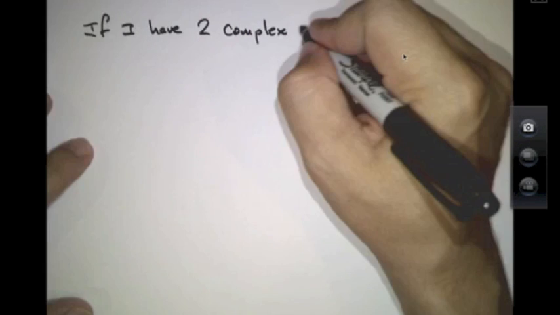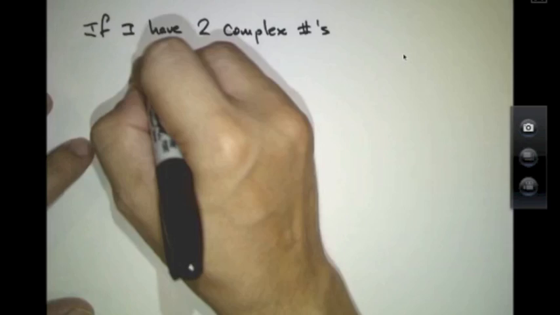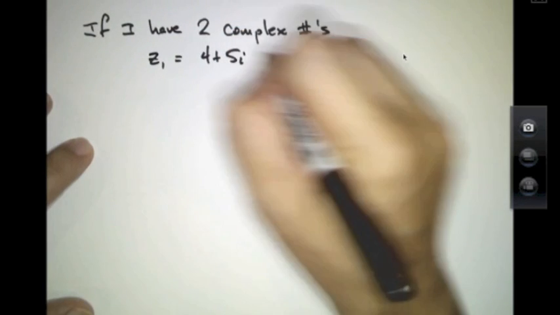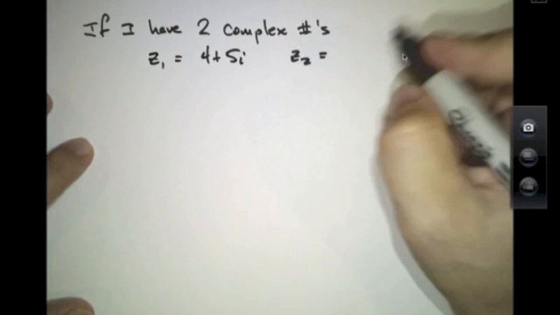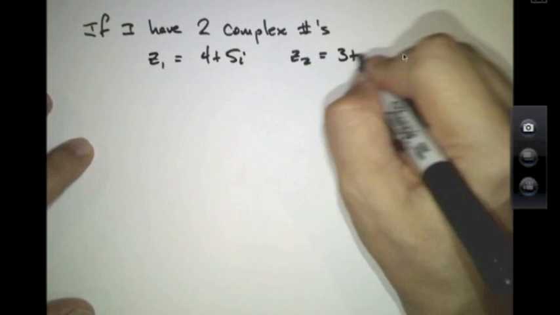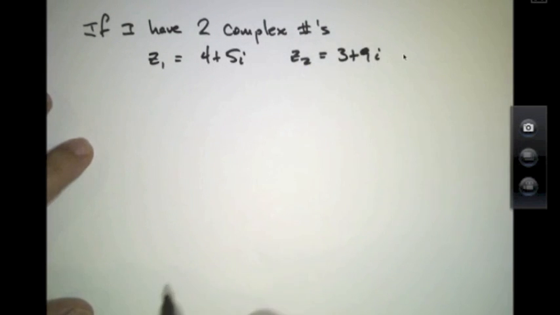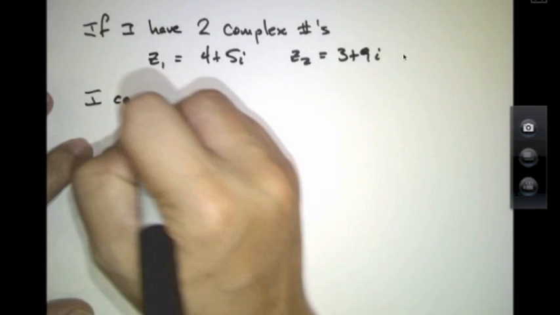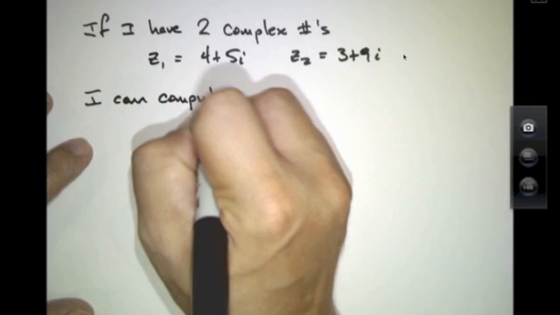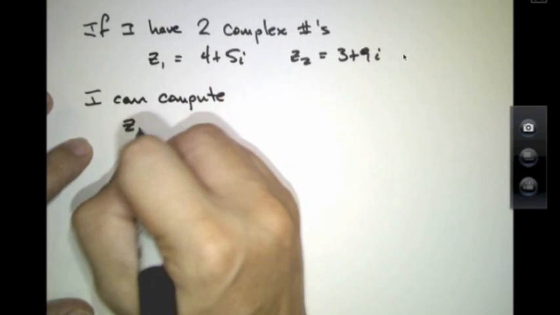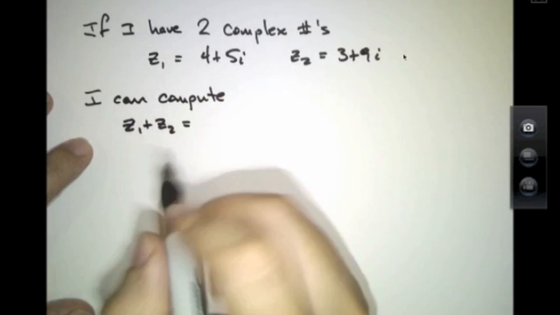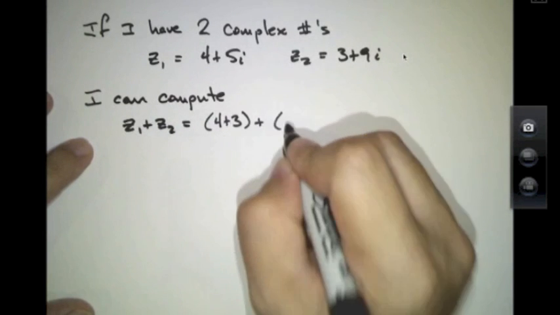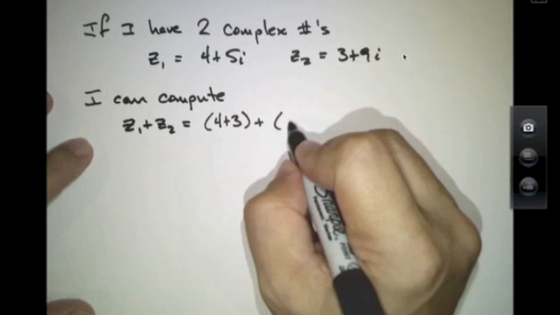say I have two complex numbers. I'll call z1 4 plus 5i, and z2 3 plus 9i. I can compute the sum, z1 plus z2. This is done by taking the real parts and adding them together, and then taking the imaginary parts and adding them together.